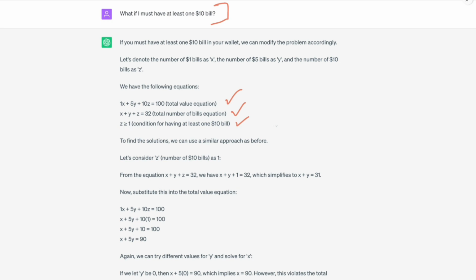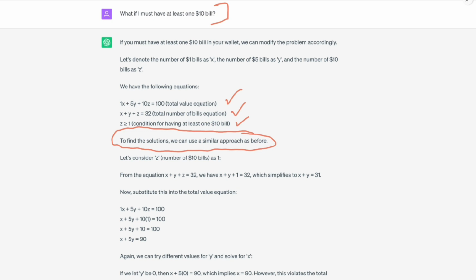Now, to find the solutions, we can use a similar approach as before. Immediately when we read something like this, we should be a little wary, because the approach he's been using so far has not been helping. So let's see how it does this time. It says, let's consider Z, the number of $10 bills, as 1. So he assumes Z equals 1, no longer starting from 0. So that's a bit of an improvement.